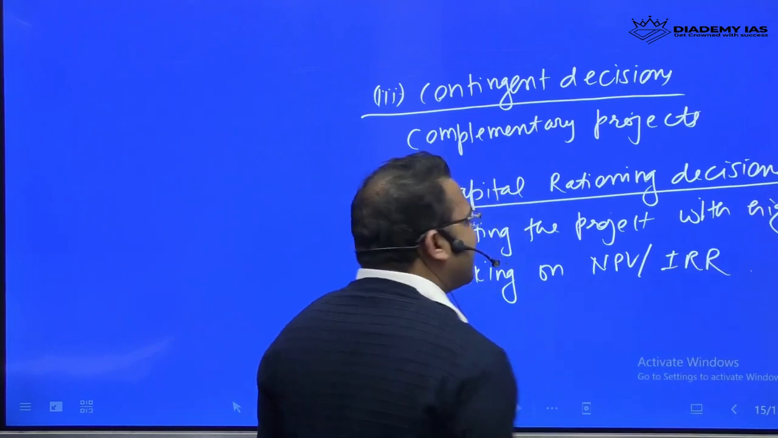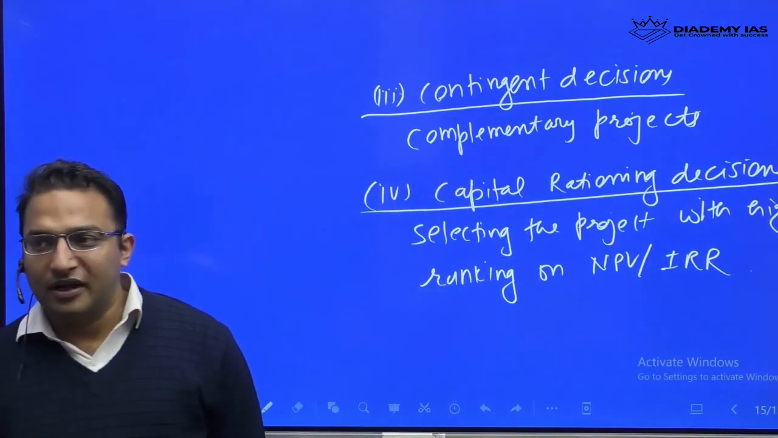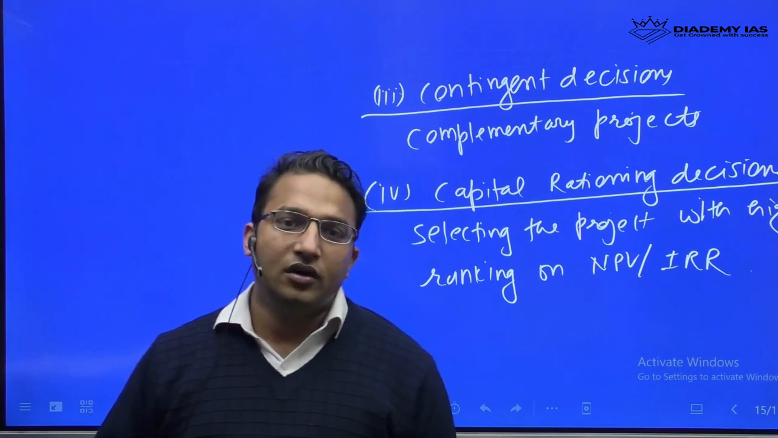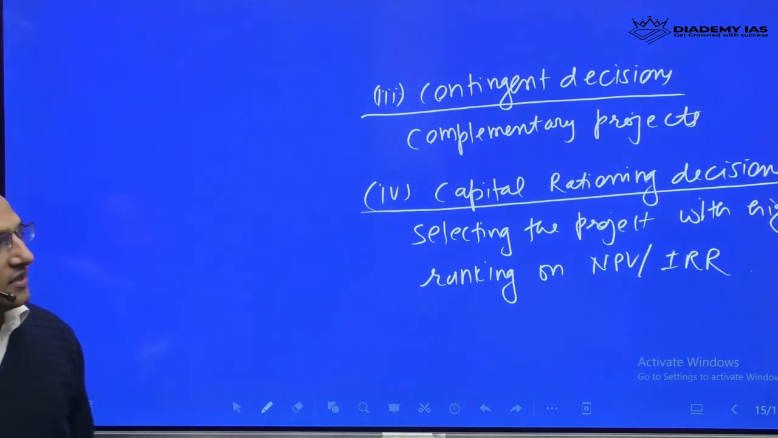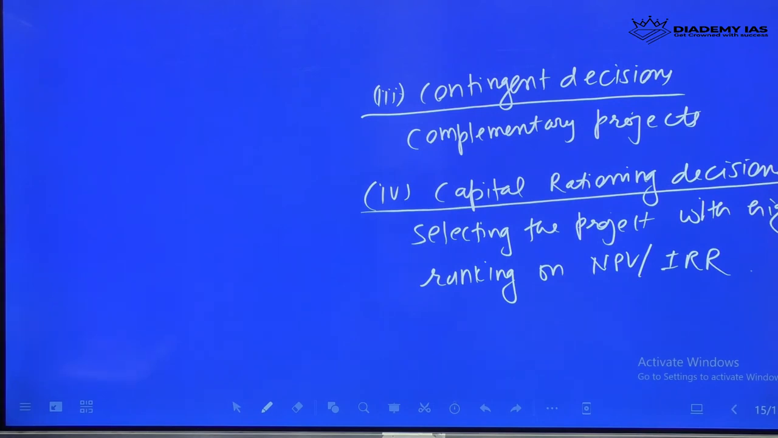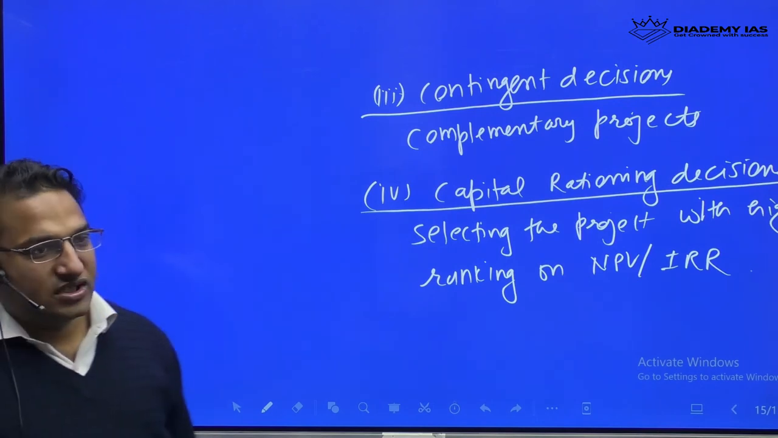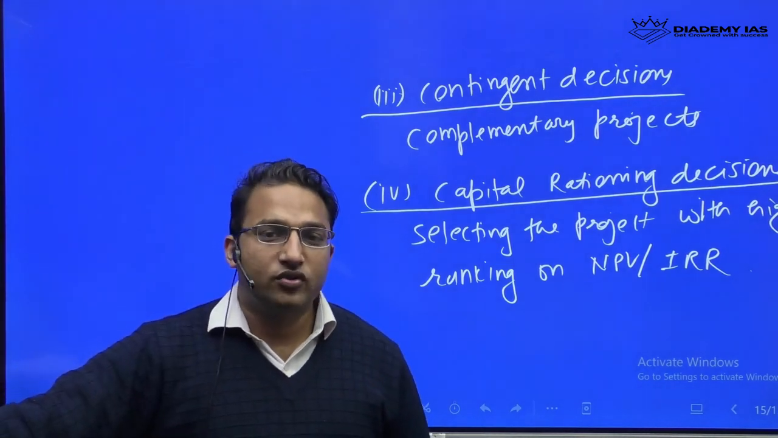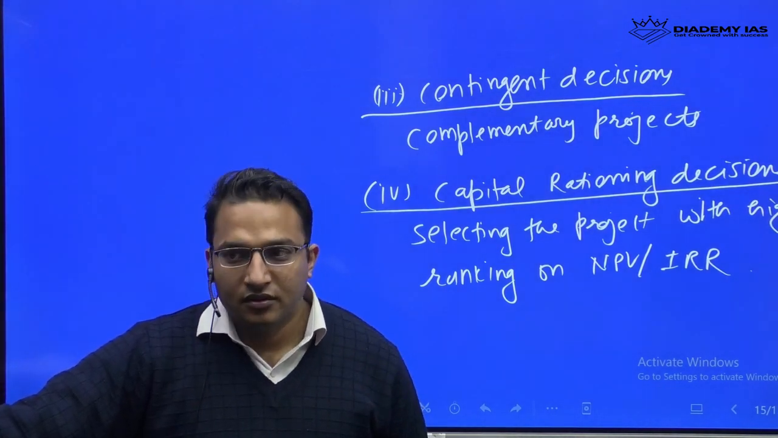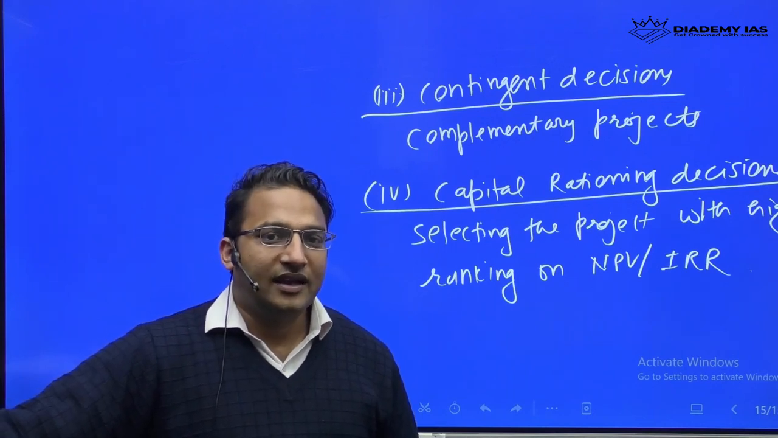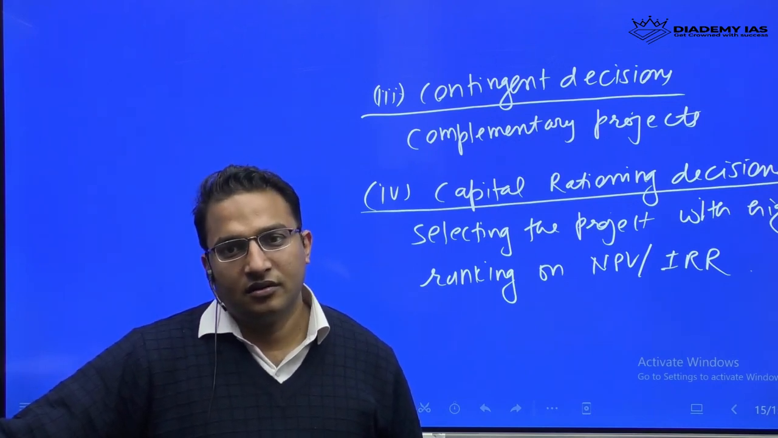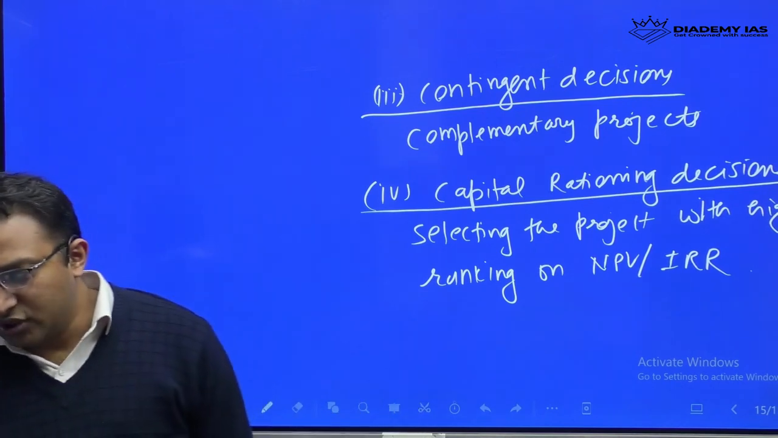Okay, so we will discuss capital rationing separately also, because this concept may be relevant for the exam, and it has already been asked in the exam also. As of now, just understand, when we have a shortage of money, we need to rank the projects based upon NPV and IRR, and then choose the projects which provide maximum return or maximum benefit. So that is the capital rationing decision. Right, everyone, any questions so far?